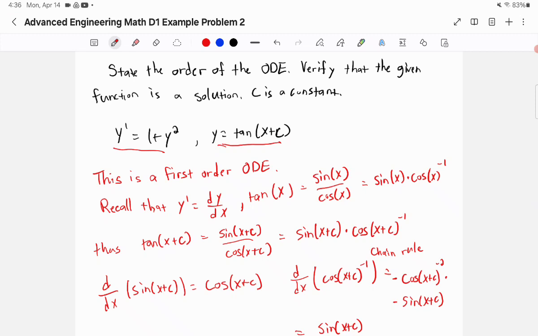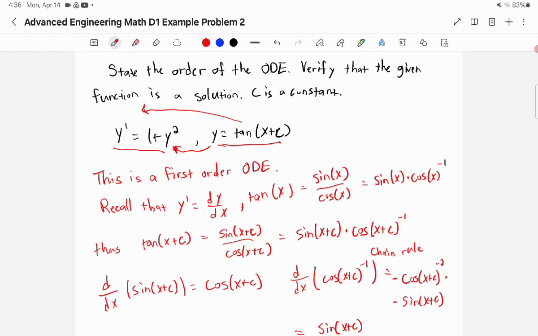Now, to verify a solution, basically what we have to do is substitute this in for y. So the left-hand side is just going to be y prime, so we have to take the derivative of this, and then verify that if we substitute y in over here, we get the exact same thing on the left and the right. If that's the case, then this is a solution to the differential equation.